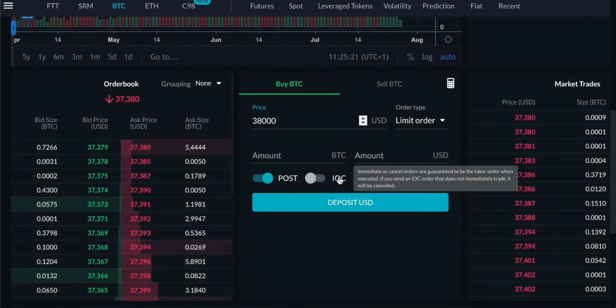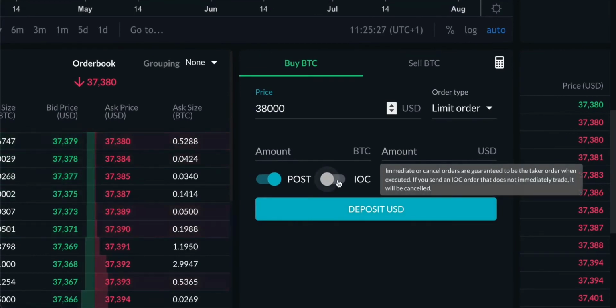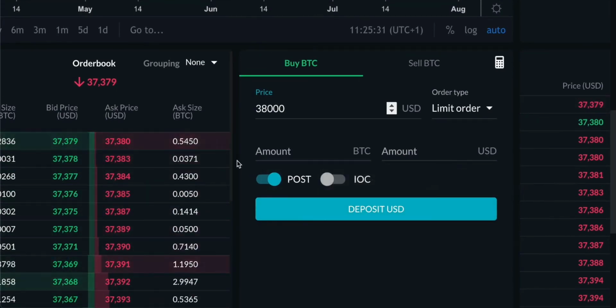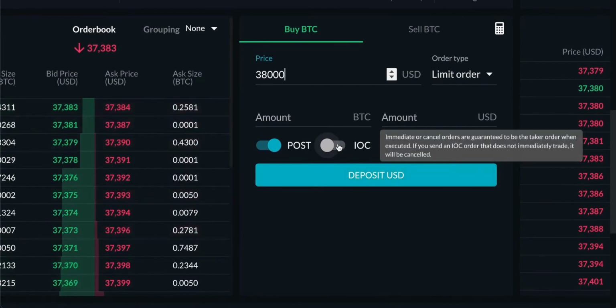This button right here, IOC, is immediate or cancel. What that means is either your entire order can be traded at once immediately, or if it can't, the entire order will be cancelled. Some traders like this, but if you're just looking to pick up some Bitcoin, you might want to leave it off.